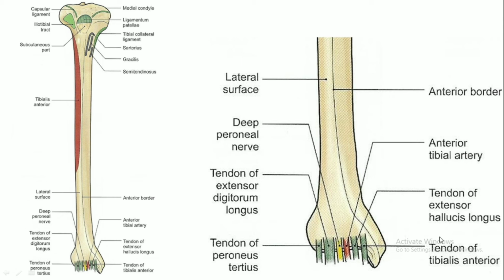First structure, the tendon of tibialis anterior. Second, the tendon of extensor hallucis longus. Then one artery, the anterior tibial artery. One nerve, the deep peroneal nerve. Again a muscle, the tendon of extensor digitorum longus. And lastly the tendon of peroneus tertius. So these are the relations of the anterior surface of the lower end of the tibia.